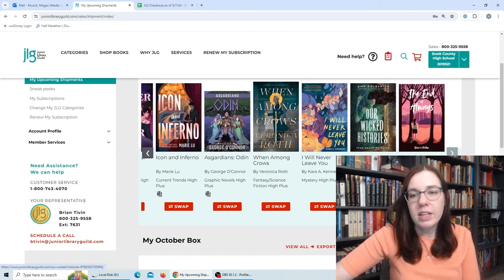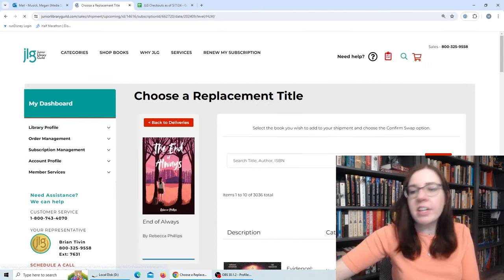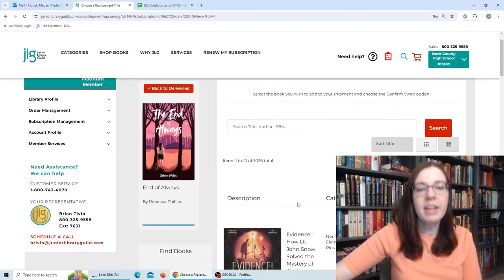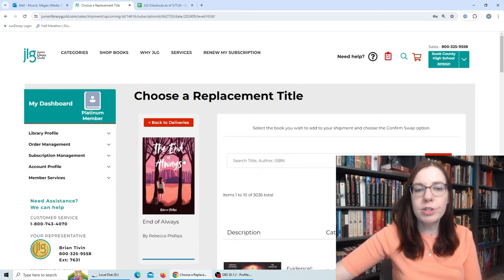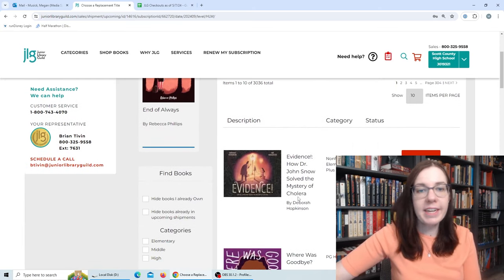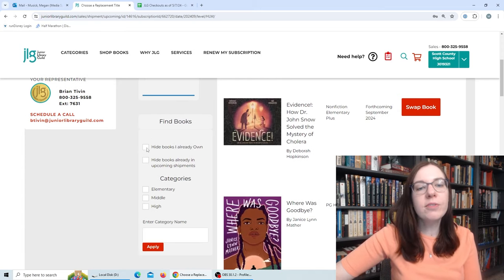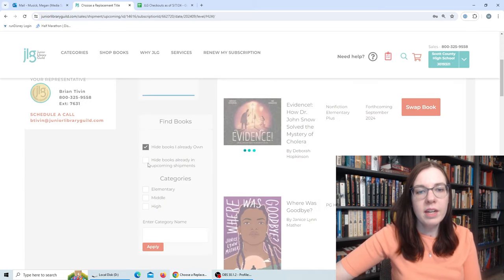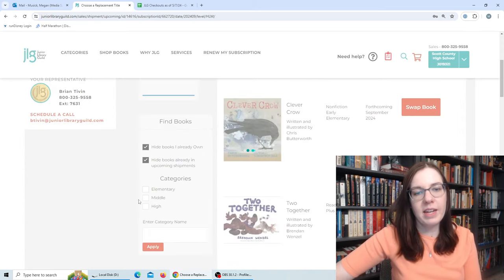Let's say I don't think people will like this one. The good thing is I don't have to swap it for the same category. This was listed as a high-low mature book, but I can swap it for any category I want. Over here, I always click high books I already own and high books in upcoming shipments, and then I always click high school. And these are the books that I can swap for.